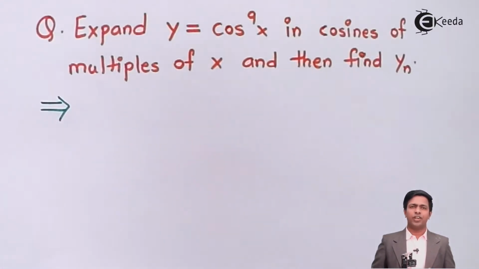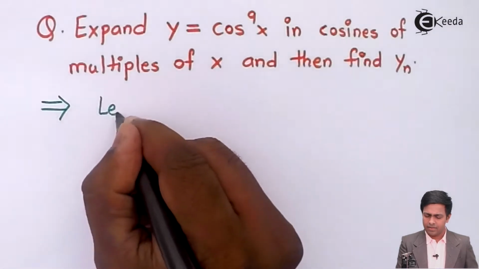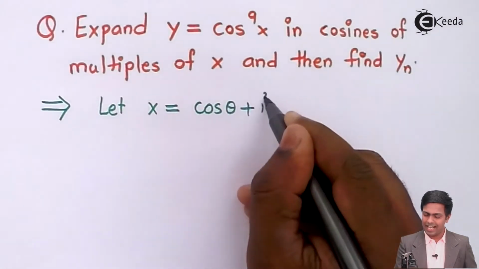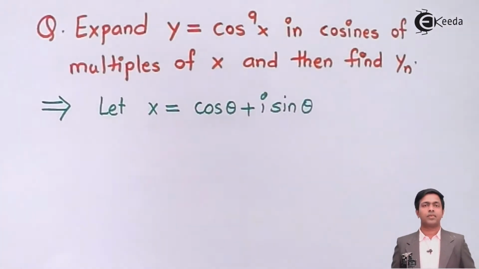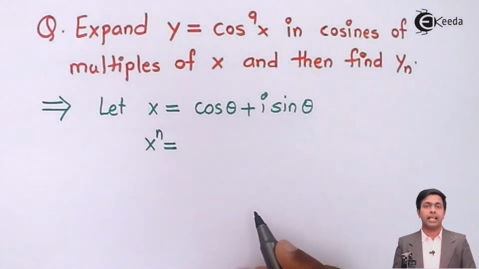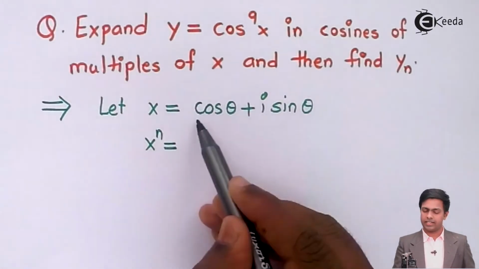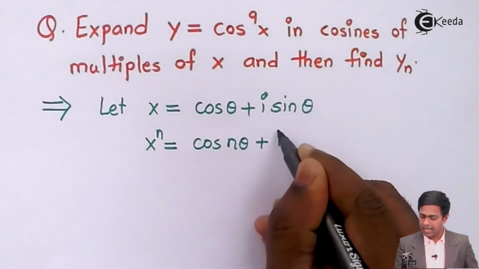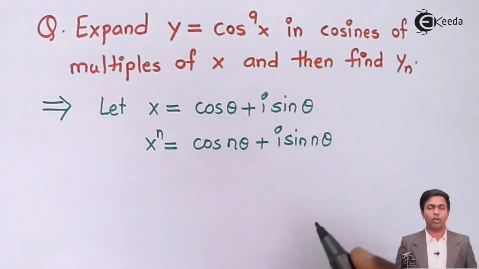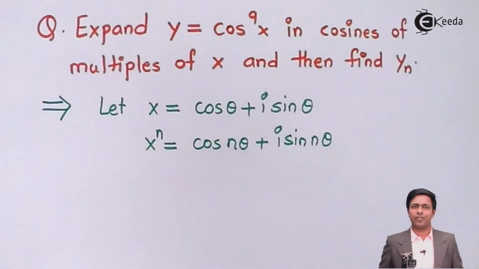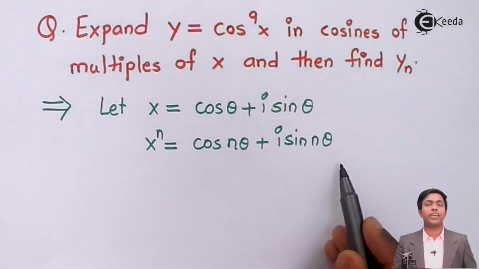So guys, for that we'll make a few assumptions. Let x equal cos theta plus i sin theta. Now guys, if I ask you what is x raised to n, then by De Moivre's theorem, this is also raised to n, and that will become cos of n theta plus i sin n theta. We have learned this concept in complex numbers. If you have not revised it, then I will request you to go back, revise this concept, and come back here. So this is the value of x raised to n.